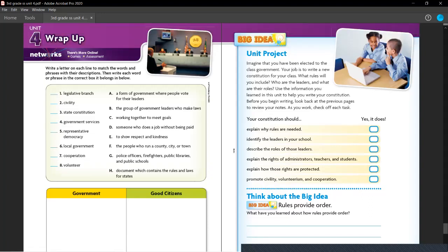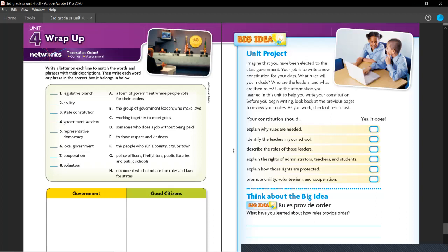Now for your big idea project, it says, imagine you've been elected to the class government. Your job is to write a new constitution for your class. What rules will you include? Who are the leaders and what are their roles? Use the information you learned in the unit to help you write your constitution. Before you begin writing, look back at the previous pages to review your notes. As you work, check off each task.